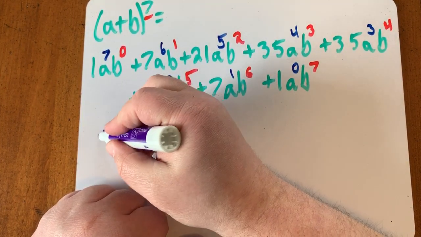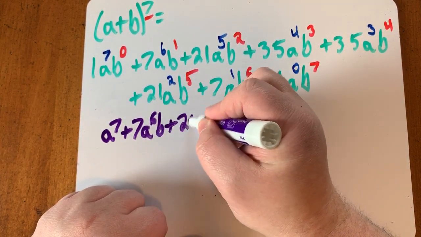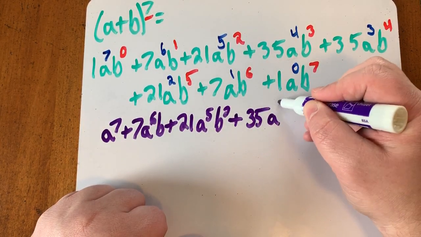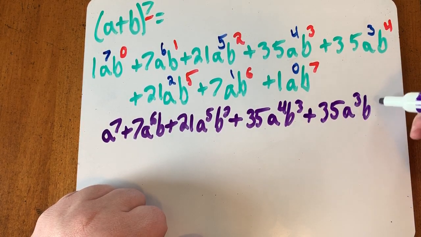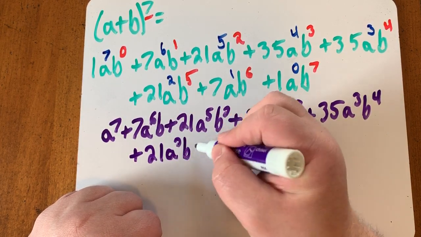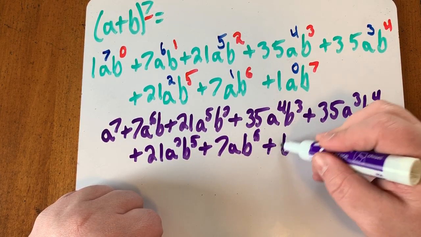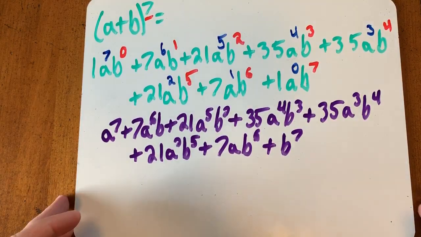So it's a to the 7th plus 7a to the 6th b plus 21a to the 5th b squared plus 35a to the 4th b cubed plus 35a to the 3rd b to the 4th plus 21a squared b to the 5th plus 7ab to the 6th plus b to the 7th. There you go. That's the expansion of that binomial. And this works for any binomial being raised to a power.